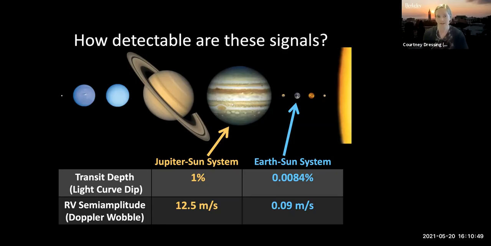And this is something where the radial velocity field has been working hard to achieve this goal. And Annalise is one of the world's experts at trying to figure out how we can get closer and closer to this 9 centimeters per second.